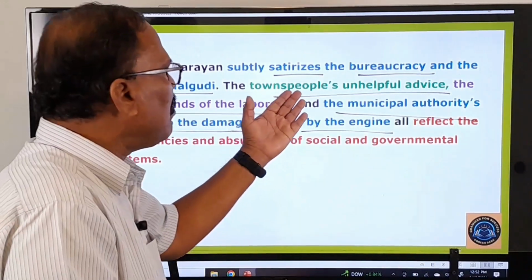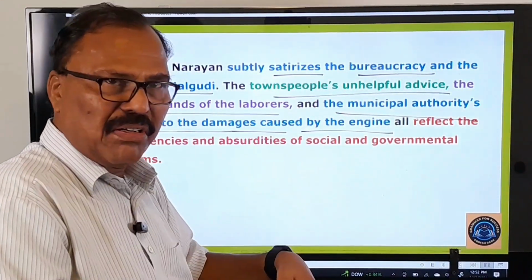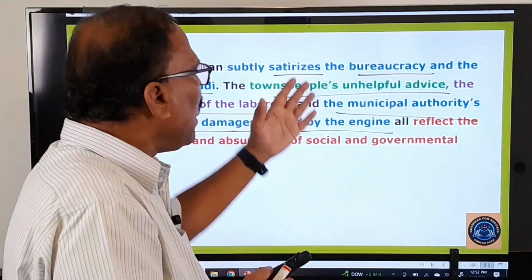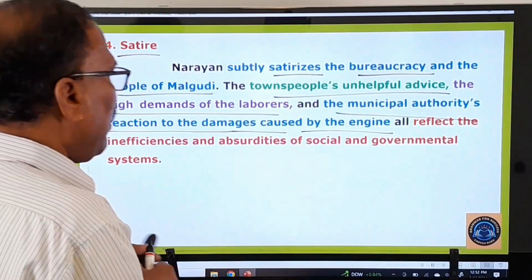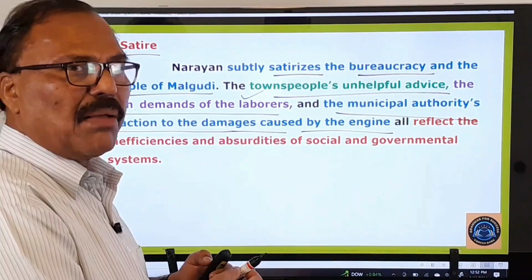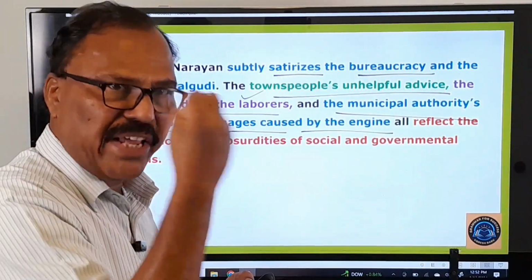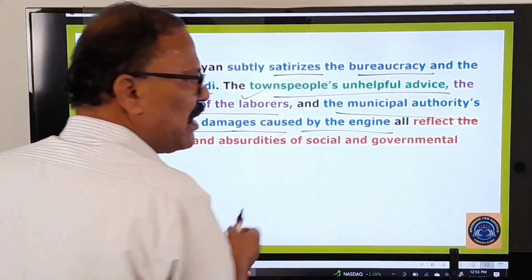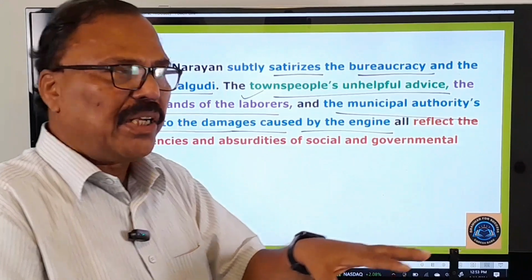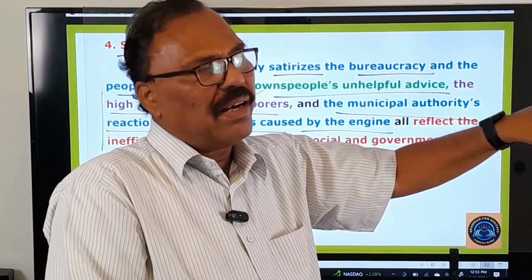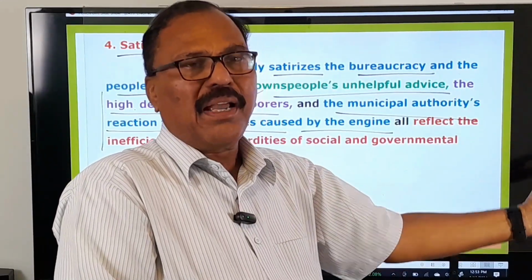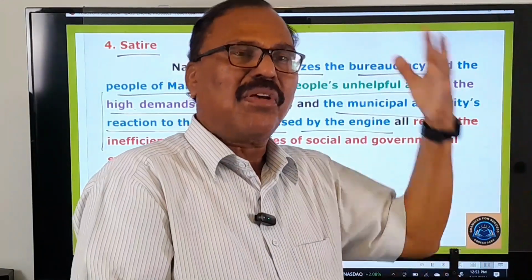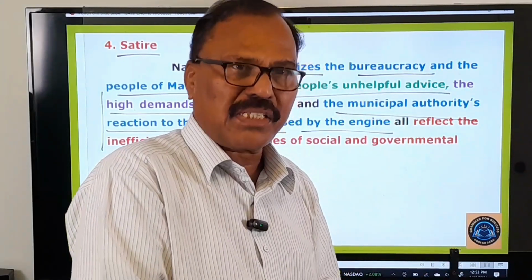You can find the townspeople are unhelpful. They don't extend help to this protagonist. So the unhelpful nature of the townspeople. And next, the high demands of the laborers. Laborers have asked for more wages and all that. The municipal authorities' reaction to the damages caused by the engine. So this road engine, what happened? It dashed against a wall and damaged public property. And immediately the municipal authorities demanded huge money towards damages and losses.